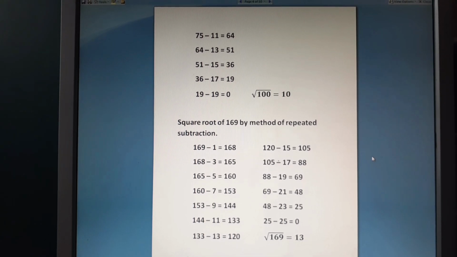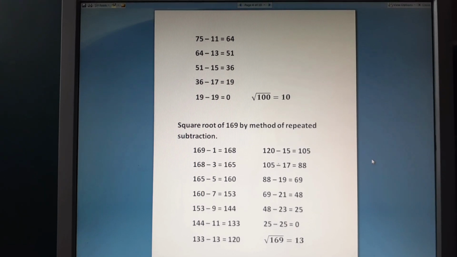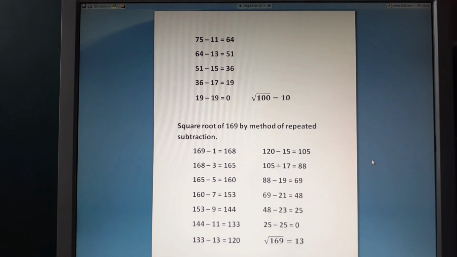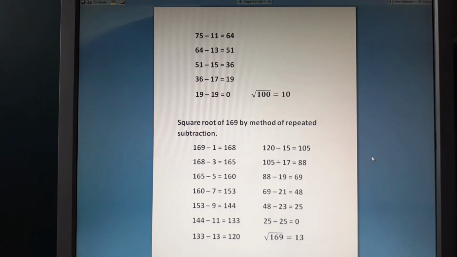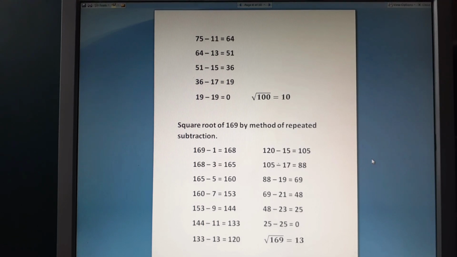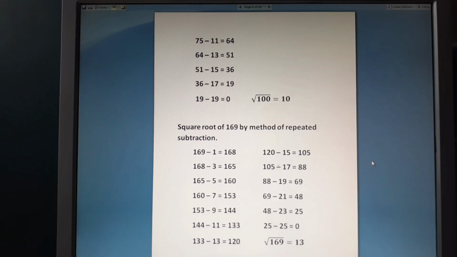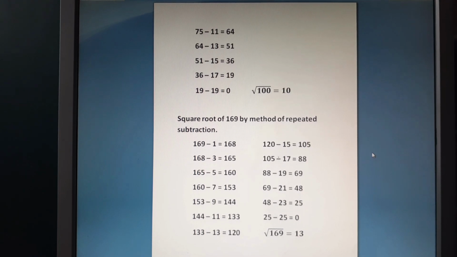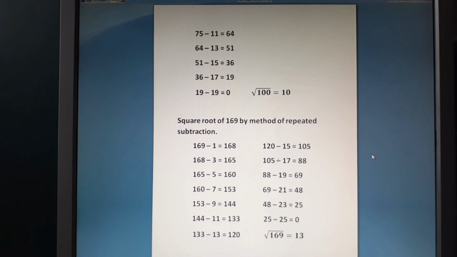19 minus 19 is equal to 0. From 100, we have subtracted successive odd numbers starting from 1 and obtained 0 at 10th step. Therefore, root of 100 is equal to 10. Now square root of 169 by method of repeated subtraction: 169 minus 1 is equal to 168. 168 minus 3 is equal to 165.